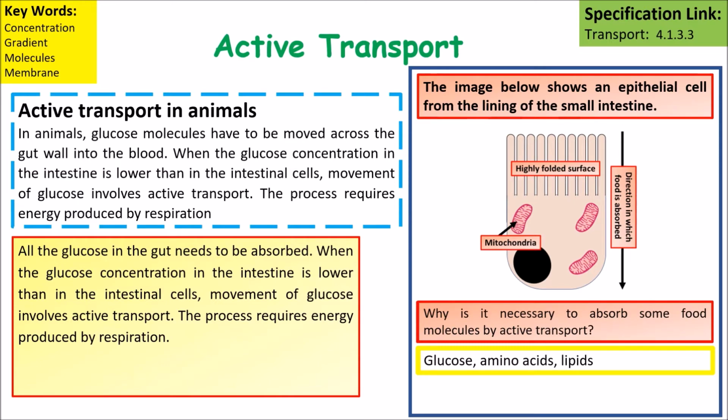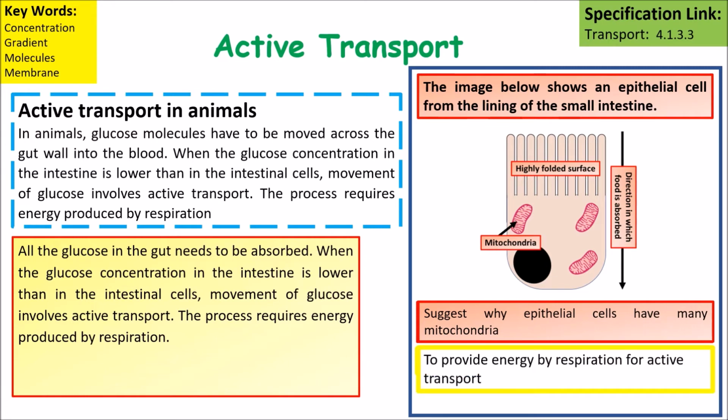And if we're talking about why it is necessary to absorb the food molecules by active transport, always when we're talking about active transport, you need to talk about it moving against the concentration gradient. And finally, whenever a question talks about cells needing more mitochondria, you need to mention the mitochondria providing energy by respiration for active transport to take place.